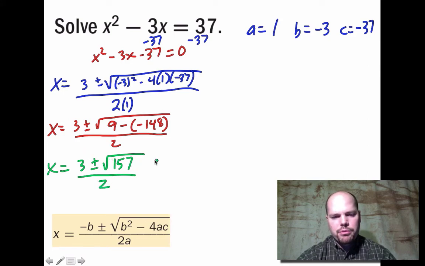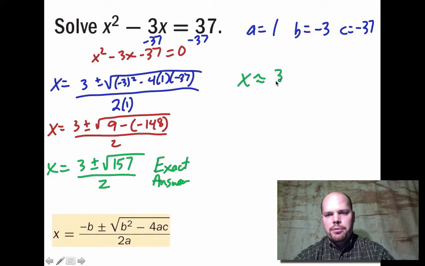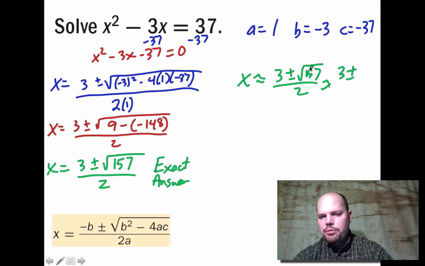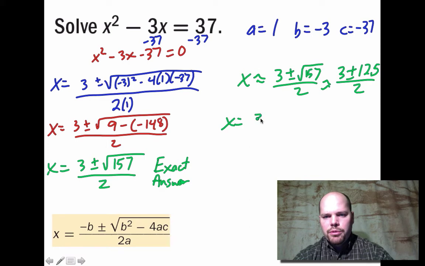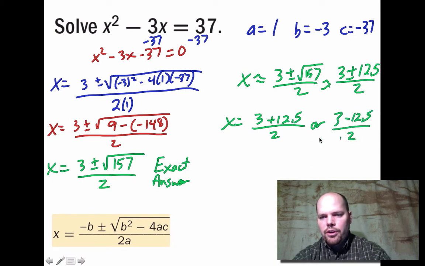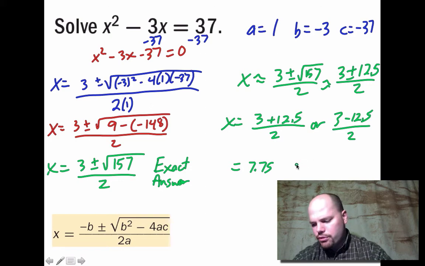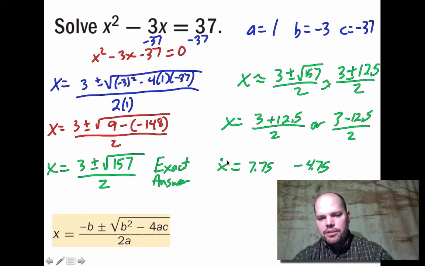Now, I know 157 is not a perfect square, so this is what we would call the exact answer. Okay, exact answer. Now, if we want an approximation, we would say x is about 3 plus or minus the square root of 157, which is about 12.5, over 2. Okay, so if we're listing this out, we'd go 3 plus 12.5 over 2, or 3 minus 12.5 all over 2. So we'd get 15.5 over 2 is equal to 7.75, and then we get negative 9.5 over 2, which is negative 4.75. So there would be my approximate answers, and here would be my exact answers.